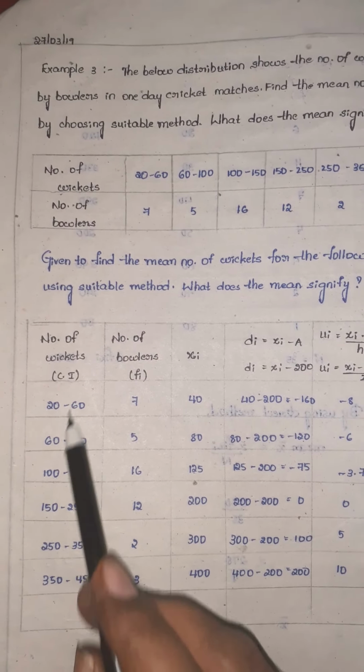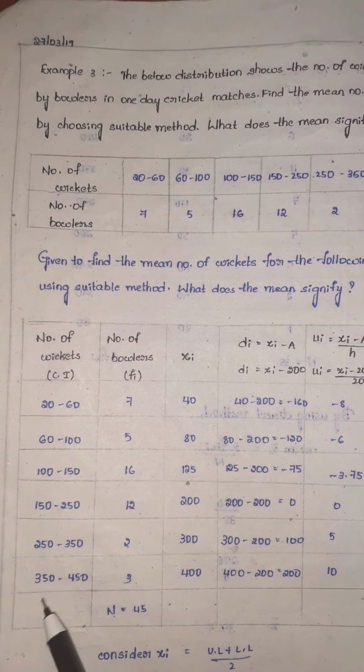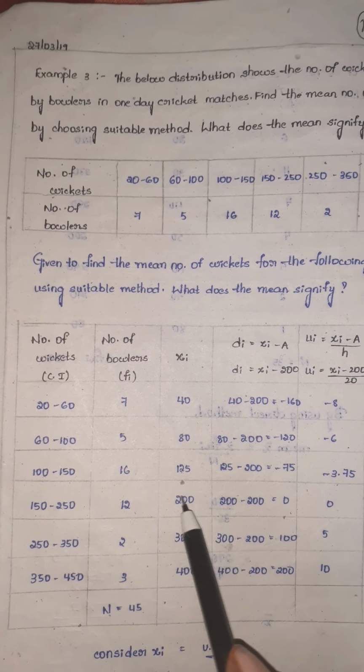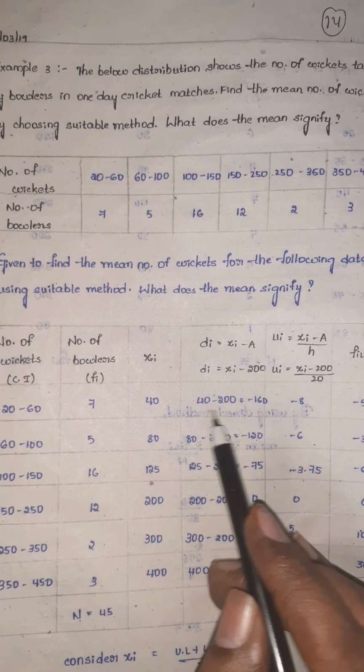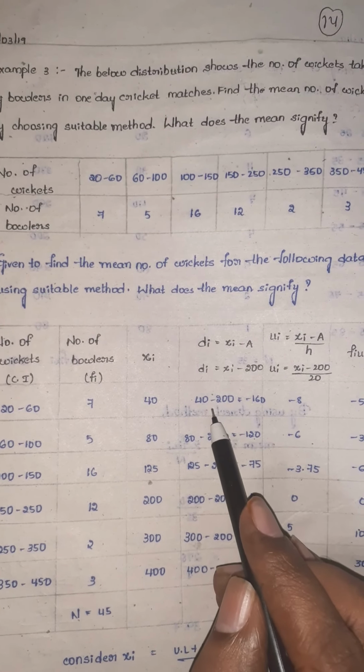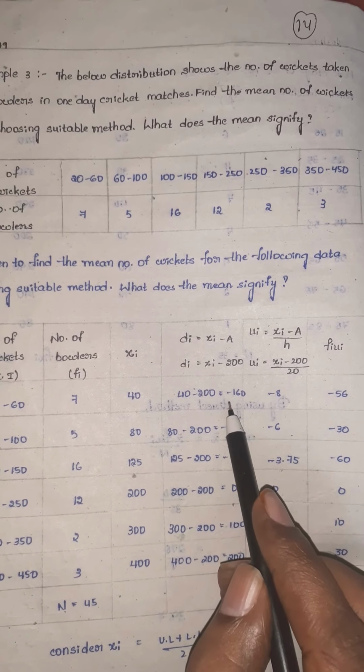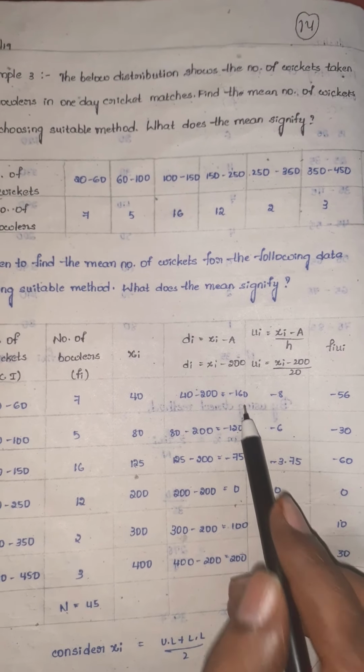How many rows are there? 1, 2, 3, 4, 5, 6. So I have taken the middle value. We can take any value, you'll get the answer. So here 200. So 40 minus 200, the bigger number has a negative symbol, so that's why write minus as it is. 200 minus 40 is 160.